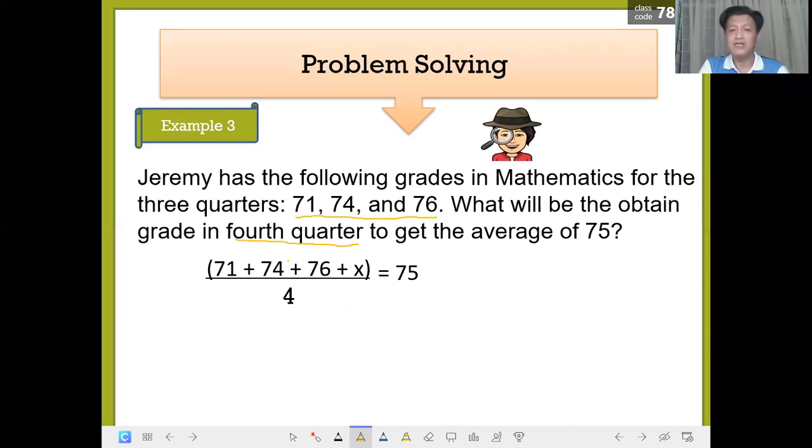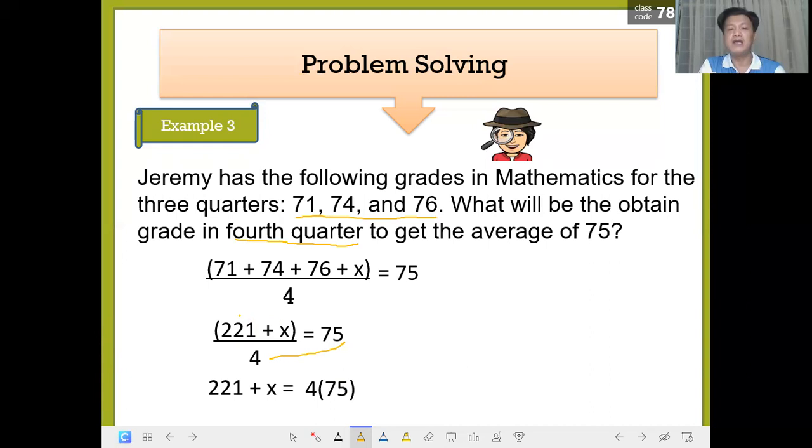So, anong next na gagawin ko? I-add natin yung tatlong given grades. So, that is 71 plus 74 plus 76. That is 221. Copy mo lang si X. And also copy the divide by 4. Also, copy is equal to 75. So, with that, you are going to multiply. Etong 4 na to, i-cross-multiply mo dito. Or i-multiply mo dun sa 75. Kaya ang magiging equation natin ngayon dyan is 221 plus x is equal to 4 times 75.